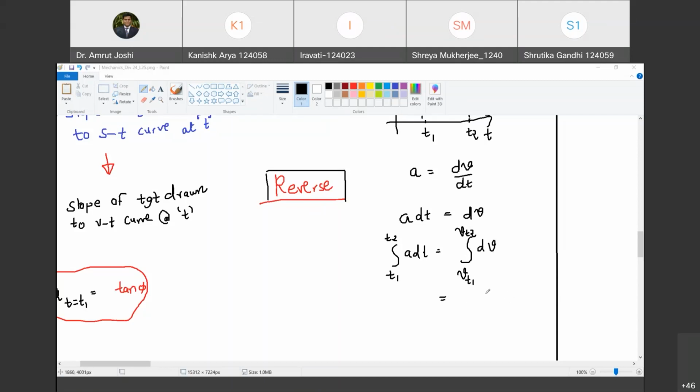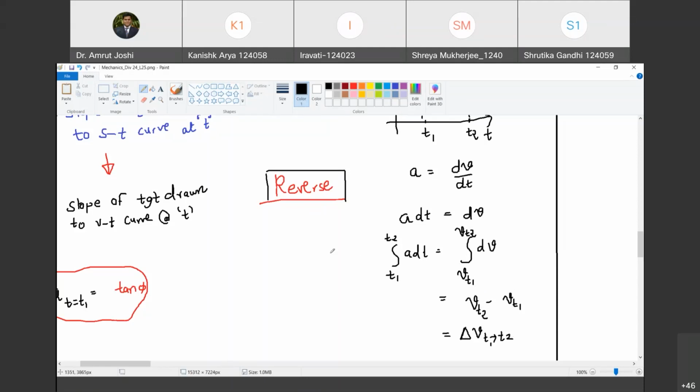And if I substitute the limits, isn't it going to be velocity at time t2 minus velocity at time t1? Do you agree with me? So is it change in velocity from t1 to t2? Yes, sir.